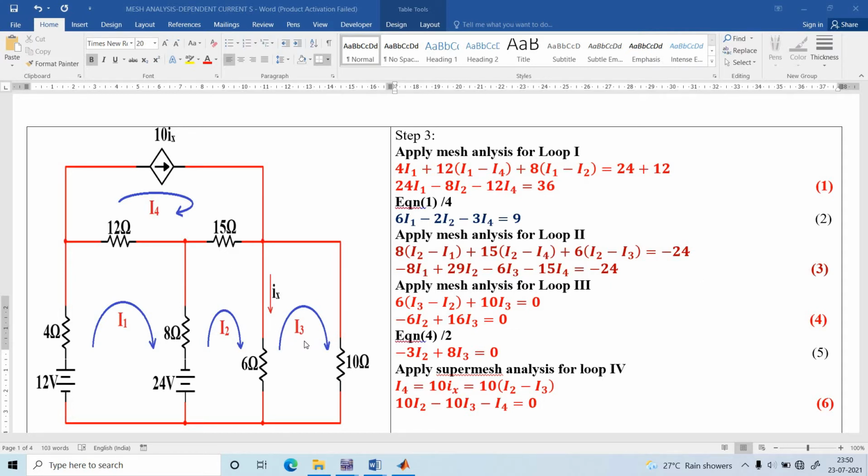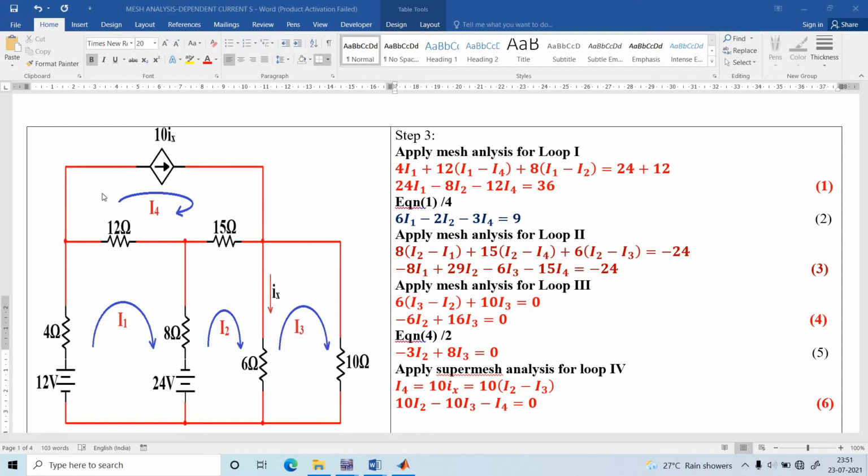And next consider loop number 3. Here I am going to apply mesh analysis. We have only two resistances: the 6 ohm resistance that shares the currents I2 and I3, but with respect to I3 I am going to write the equation. So 6 into (I3 minus I2), plus in the 10 ohm the current I3 is flowing, so 10 into I3, equal to 0. So minus 6 I2 plus 16 I3 equal to 0. Dividing the equation by 2 gives minus 3I2 plus 8I3 equal to 0. This is the equation 4.